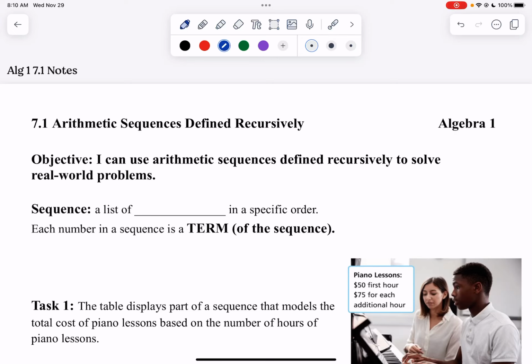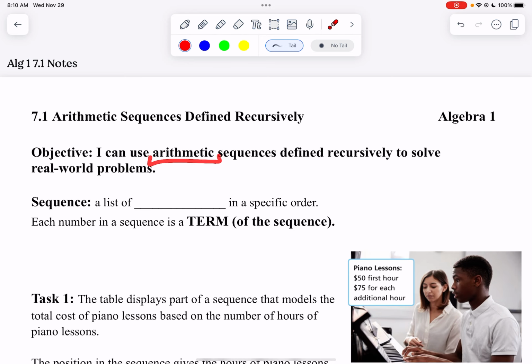Arithmetic sequences defined recursively. So our objective for this lesson is: I can use arithmetic sequences defined recursively. We're going to talk about what this recursively means to solve real-world problems. Okay, so first of all, this word arithmetic, sometimes it's pronounced "arithmetic," an arithmetic sequence.